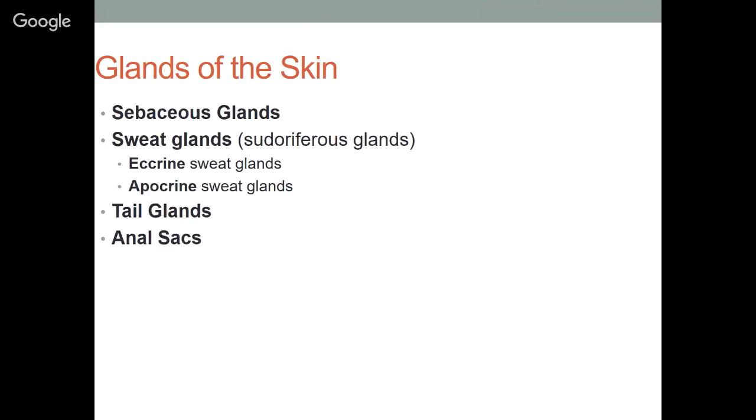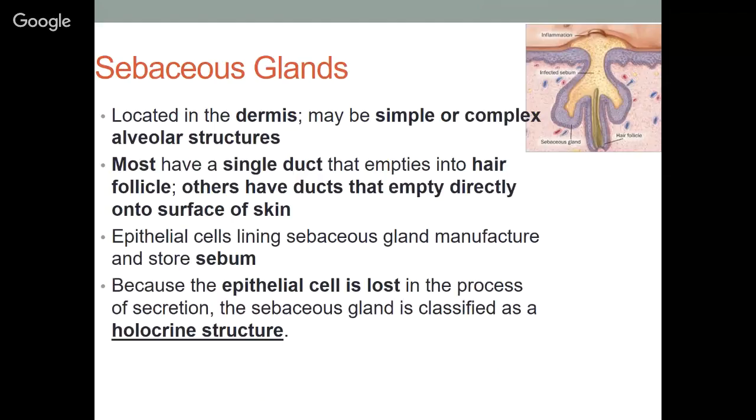All right, sebaceous glands. They're located in the dermis, and they can be simple or complex alveolar structures. Alveolar means a sac-like structure. Most of these have a single duct that empties into a hair follicle, while others may have ducts that empty directly onto the surface of the skin. Epithelial cells lining the sebaceous gland manufacture and store sebum. This sebum is an oily, waxy substance that will then be spread throughout the skin and helps to protect the skin, waterproof the skin, and protect the skin against attack from allergens and bacteria, etc.